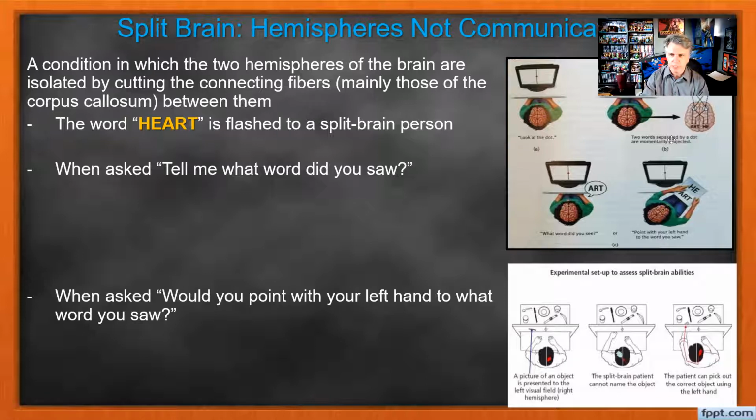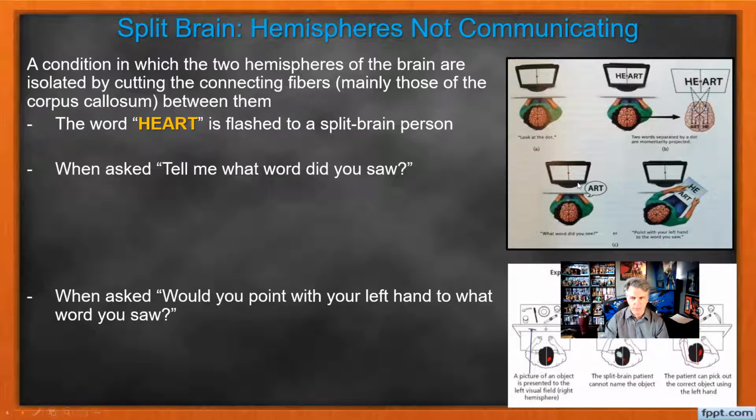So let's see what happens when someone has a split brain. They're asked to look at this picture right here, and then you flash the word heart, H-E-A-R-T, heart. Okay, so the left eye is picking up this and the right eye is picking up this. You combine it and you make heart, which is what most of us will do. Yet, if you are a split brain person and I asked you, tell me verbally, what word did you see? You would say, I saw the word art.